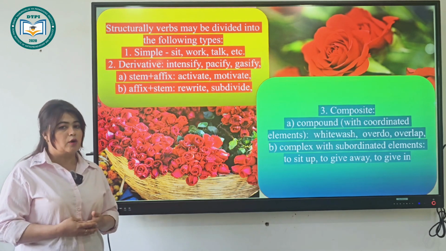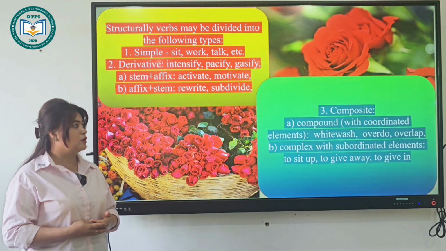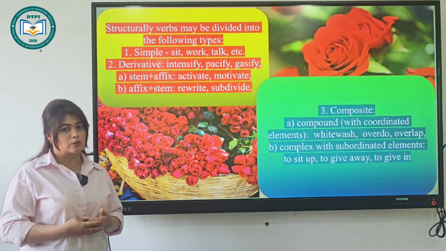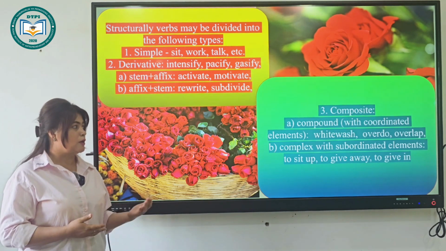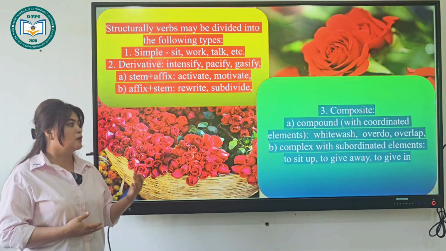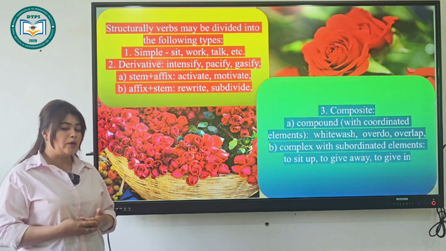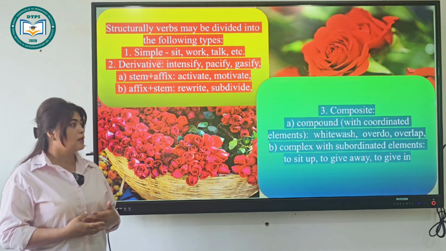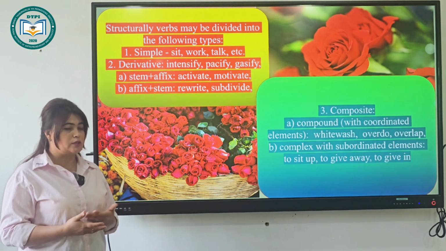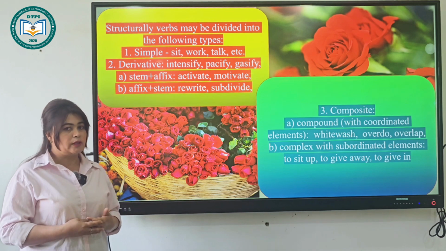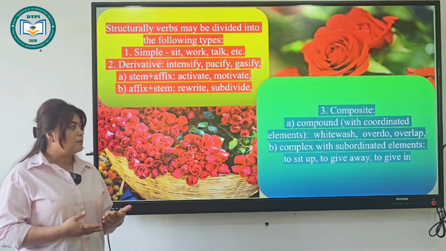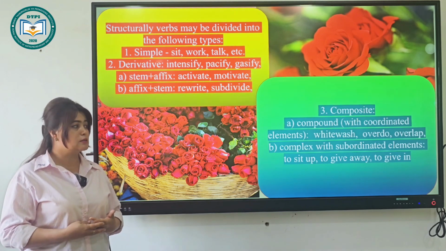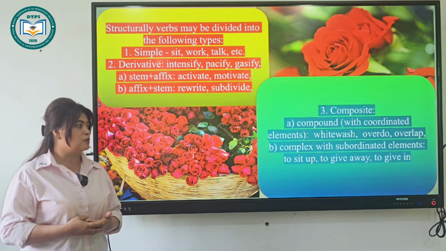And the last type of verb is called a composite verb. A composite verb is also grouped into compound composite verbs and complex composite verbs. Compound composite verbs are formed by using coordinated elements. They are whitewash, for example, overdue, overlap, and so on. And complex composite verbs are formed by using subordinated elements, for example, to sit up, to give away, to give in, and so on.